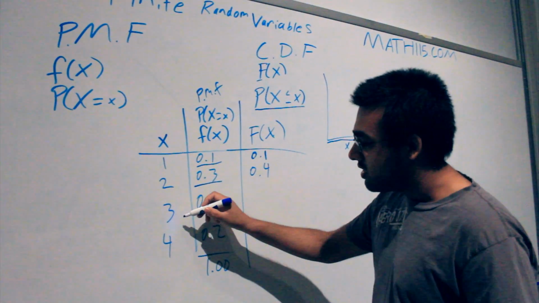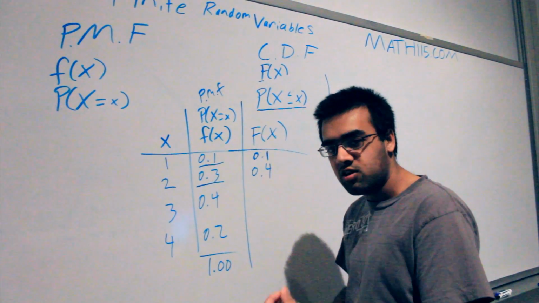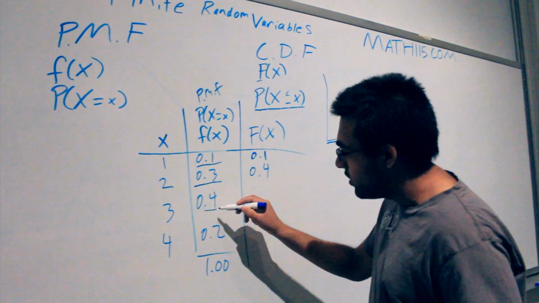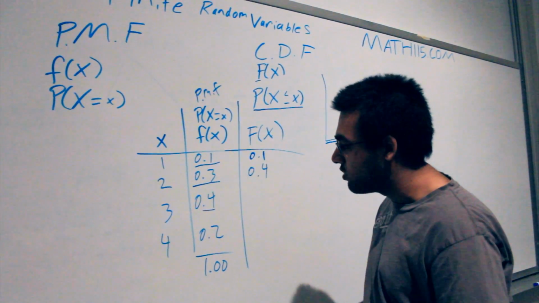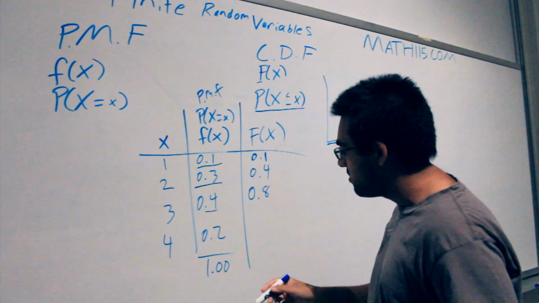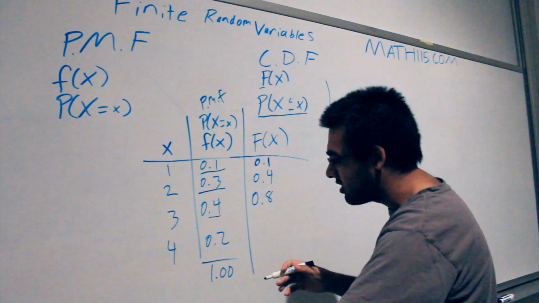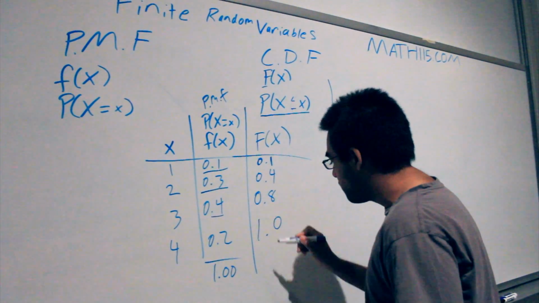Moving on, you get the CDF of 3. The CDF of 3, you interpret that as the probability of 3 and less. So here's 3, and here are two values that are less than 3. So you add all of these together, and you get 0.8. You do the same thing with 4, probability 4 and less. That's all the probabilities of 4 and anything that came before 4, and you should get 1.0.